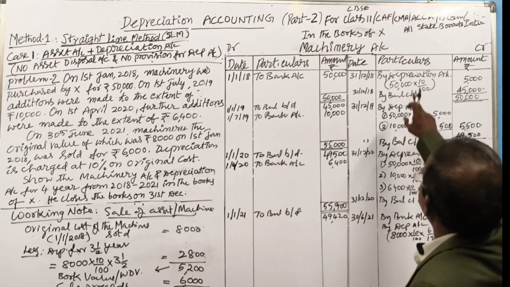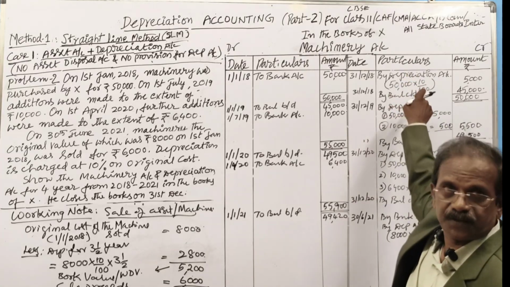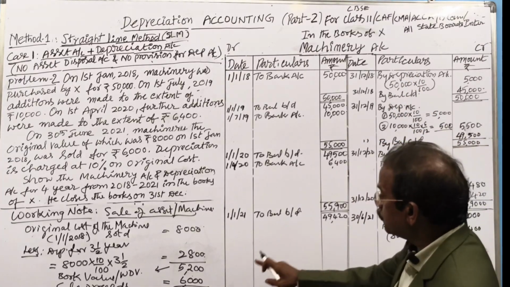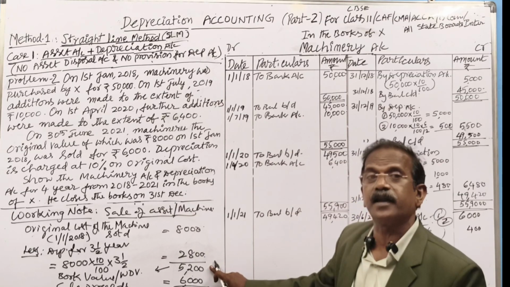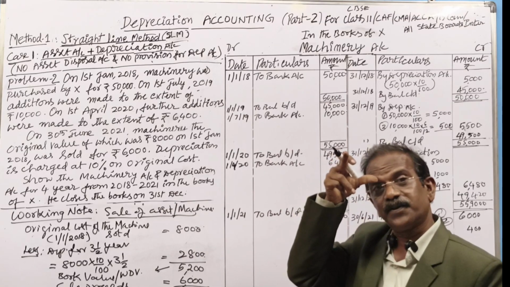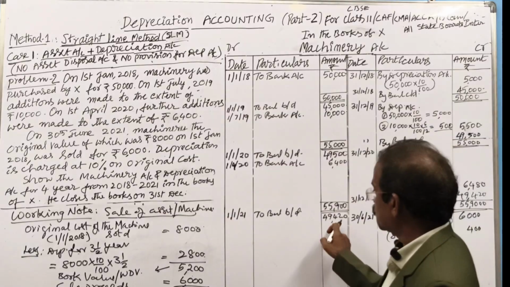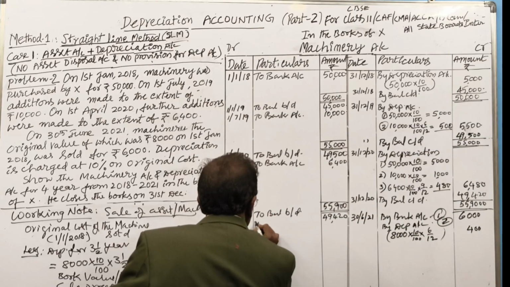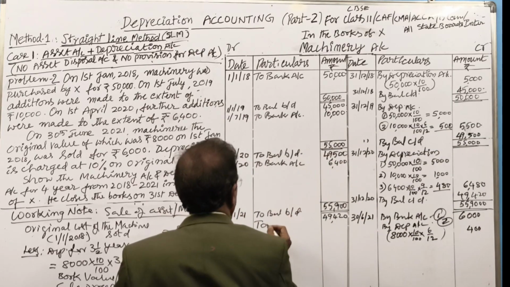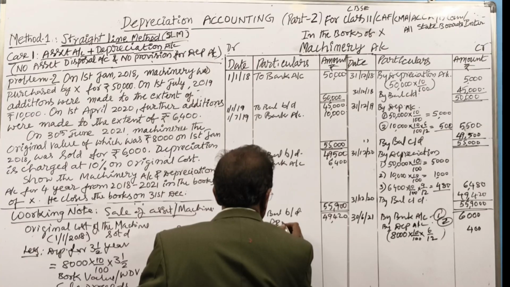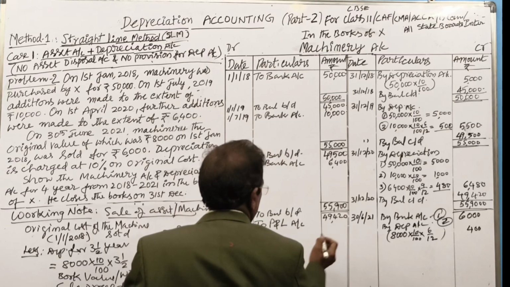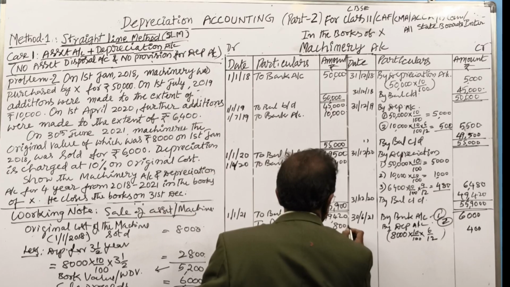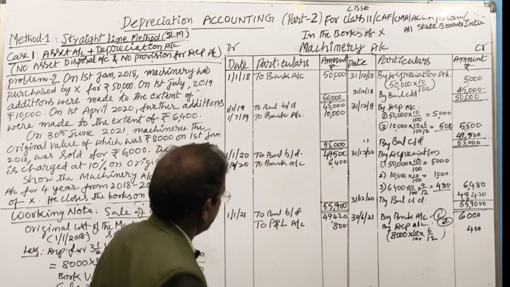Now, because of depreciation, asset value is decreasing, but we are able to sell it for more than the book value. So the asset value is increasing. That increase is to be debited and it should be transferred to the profit and loss account. That's why we should write here to P&L account. That is 800.